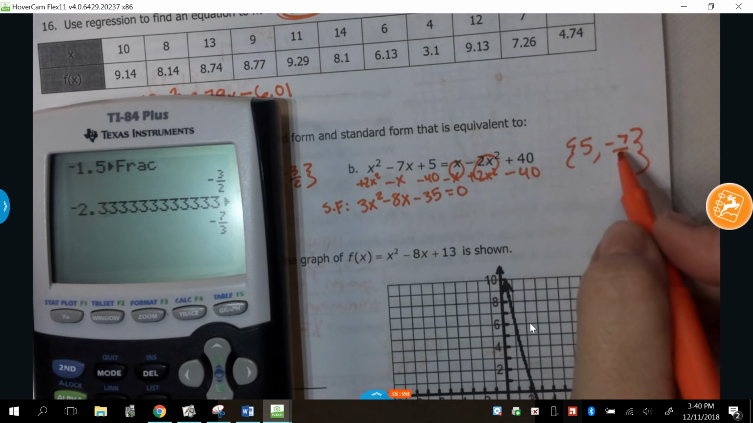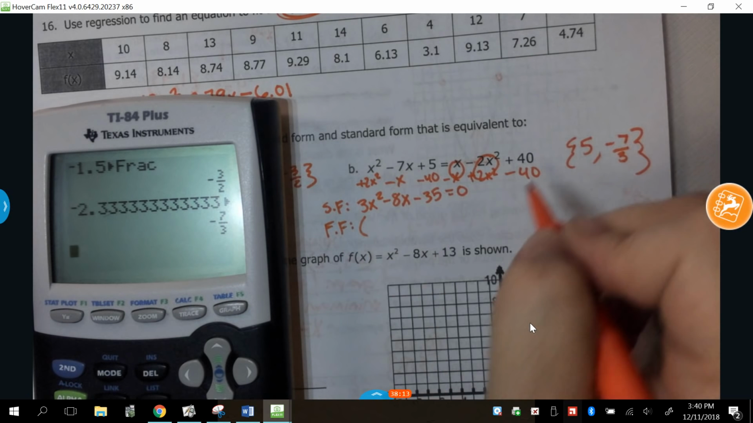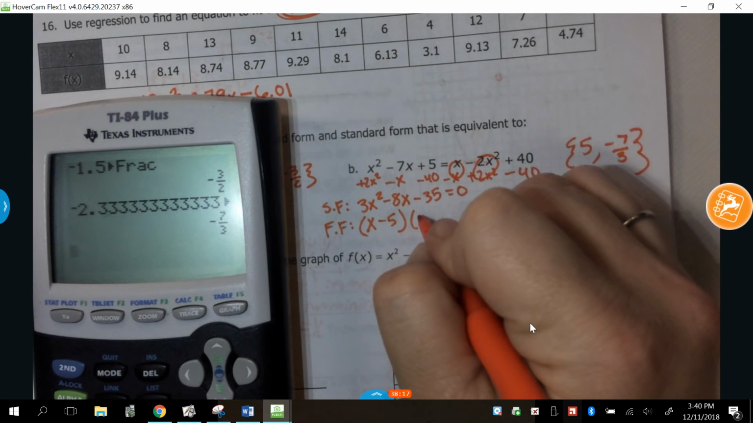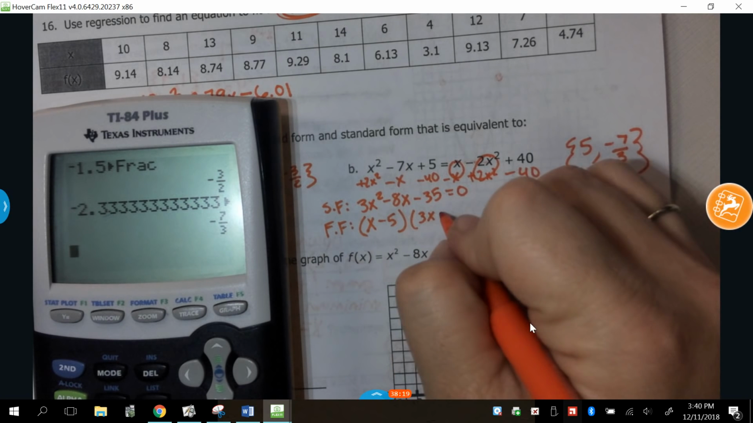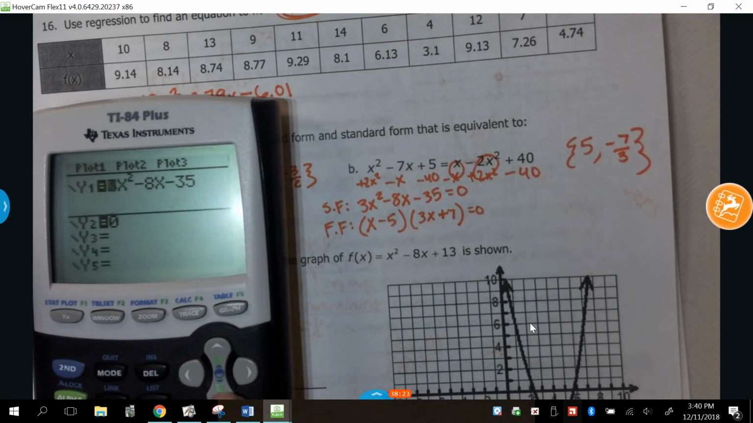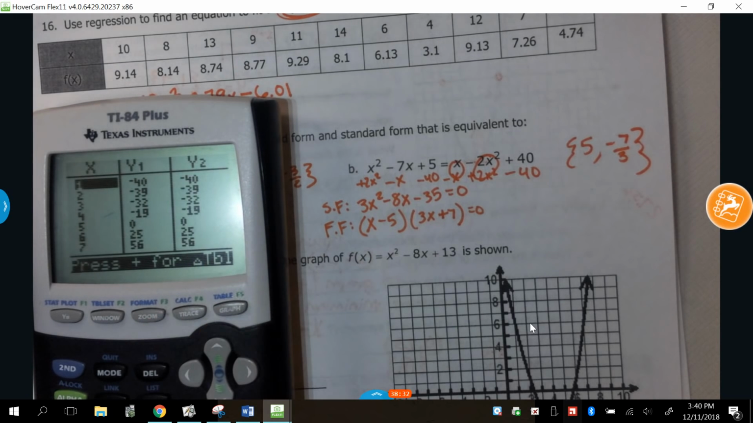Okay, so again, factored form would be the opposite of 5, x minus 5, and then the 3 goes next to my x. What's the opposite of negative 7? Positive 7. So let's try this, see if it works. X minus 5, 3x plus 7. And they match, so there's my answer.